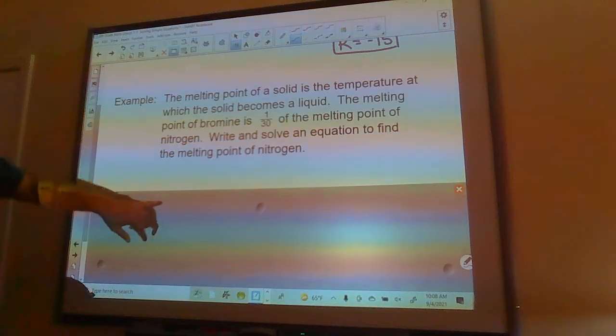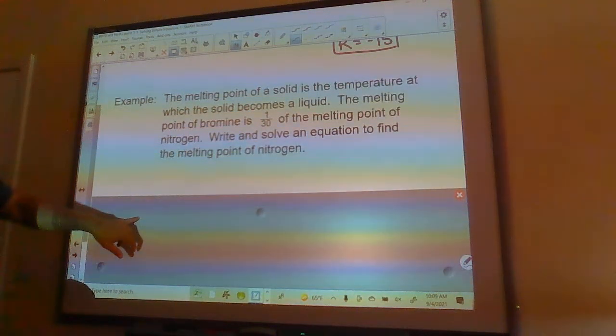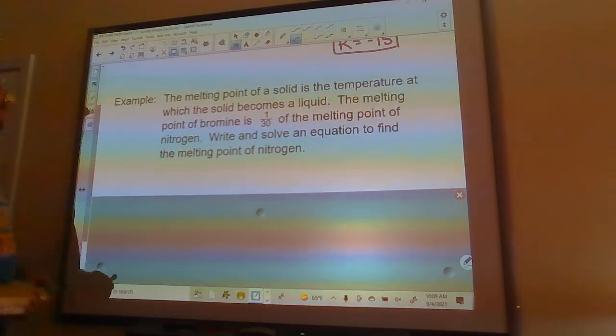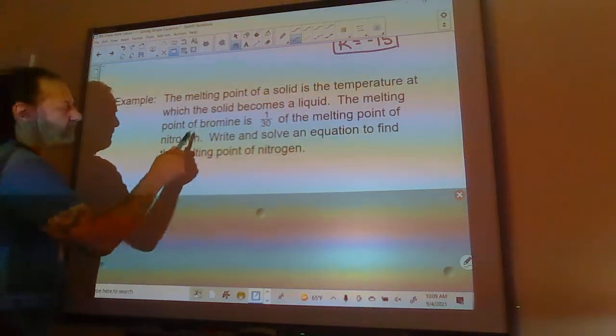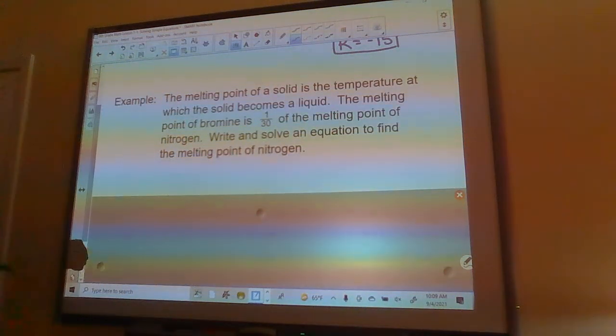Okay, so we're talking about the melting point of this particular solid, and we don't know what it is, the temperature at which the solid becomes a liquid. So the melting point of bromine is 1/30th the melting point of nitrogen.